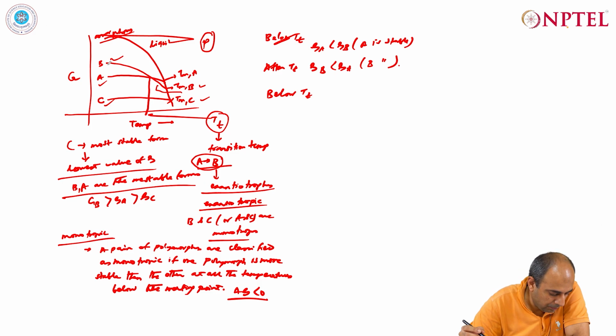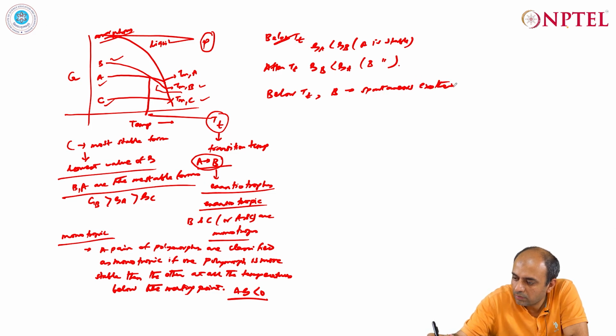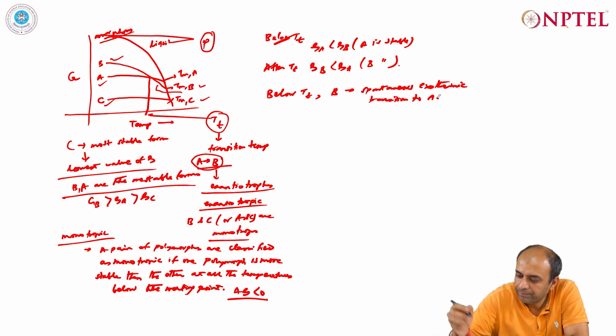So, there is a possibility of a spontaneous exothermic conversion of B to A. So, below Tt, B can undergo a spontaneous exothermic transition to A, and above Tt, A can undergo a spontaneous exothermic transition to B.